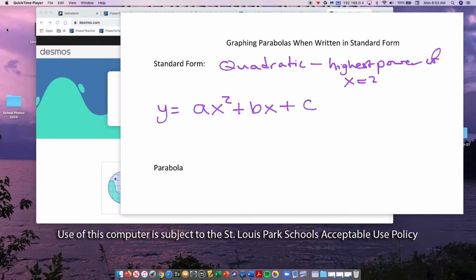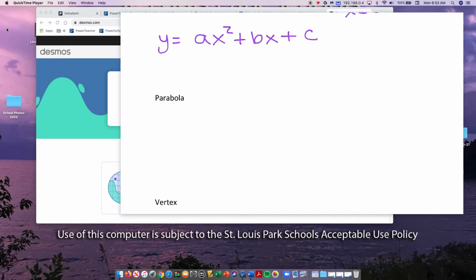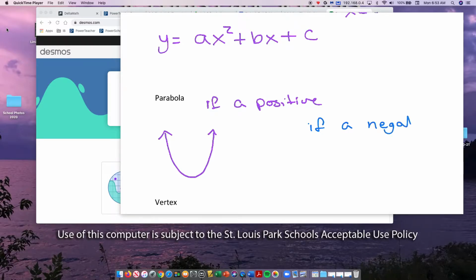It takes on a shape if a is positive. It's a graph that will look like a U, look like this. If a is negative, then the parabola flips over like this. So it's just the general shape of what the parabola will look like, either a being positive or a being negative.